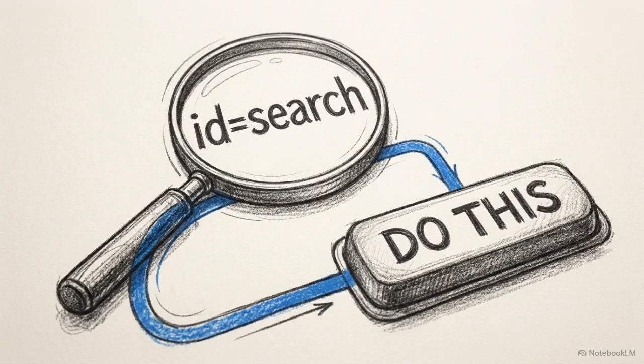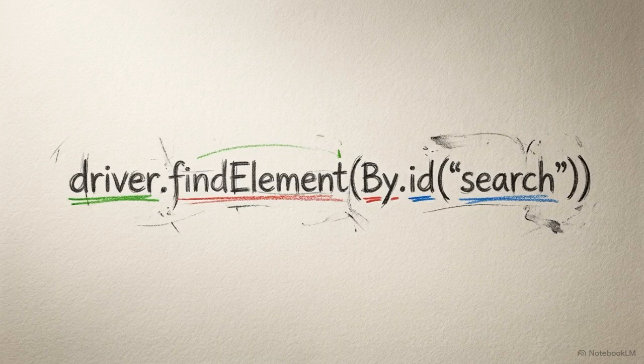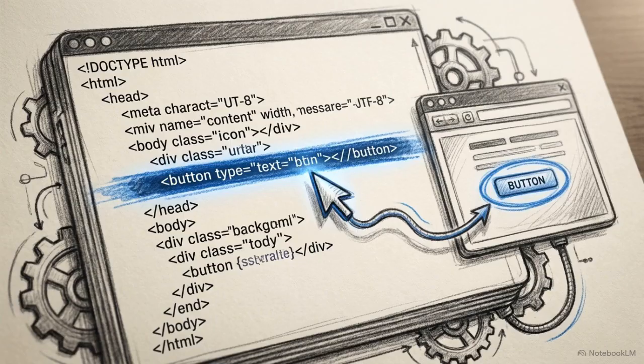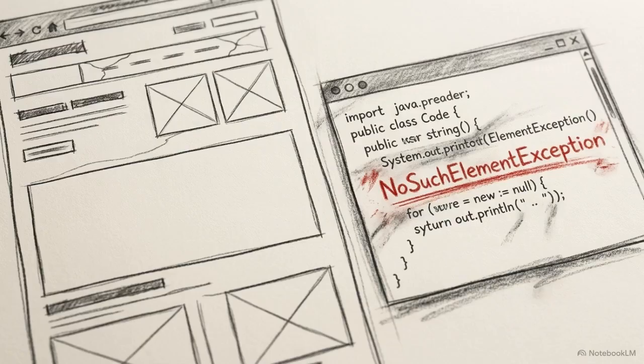Take your chosen ID locator and pair it with an action command. In Java, you write driver.findElement, pass in that specific ID, and append .sendKeys to type text into a search bar. Mastering this process of inspecting and targeting elements is the core skill of web automation. You cannot test an element if your script cannot find it.